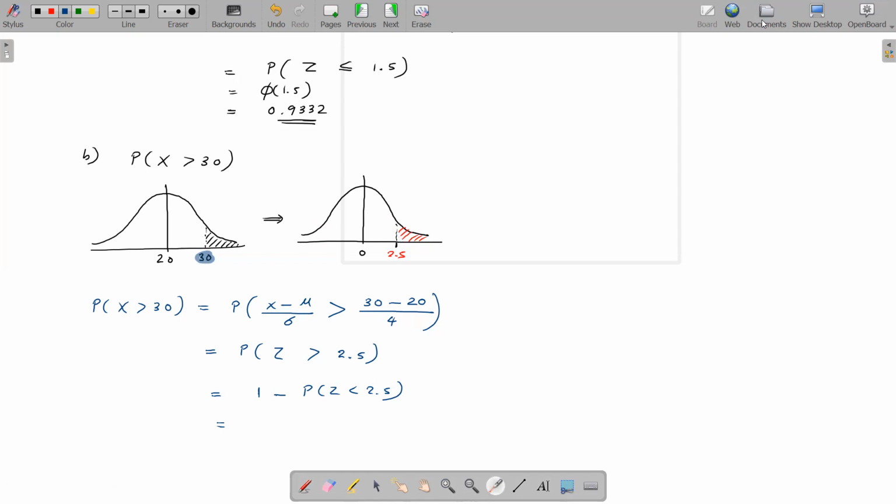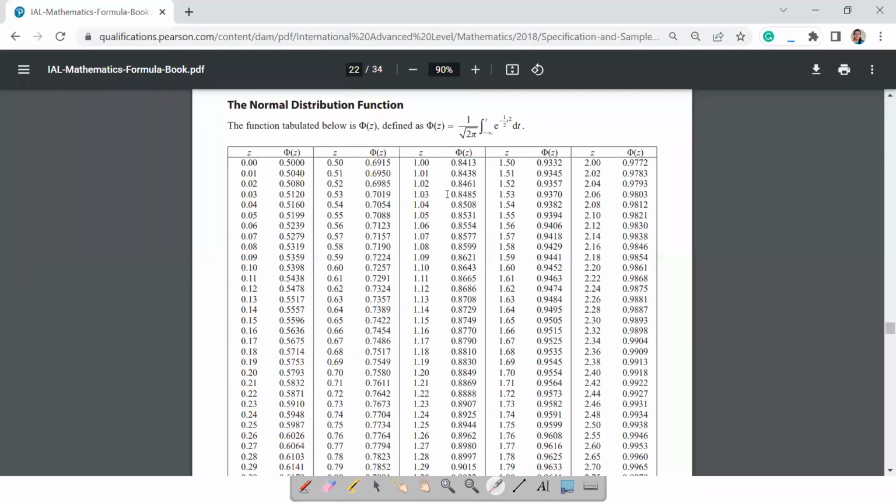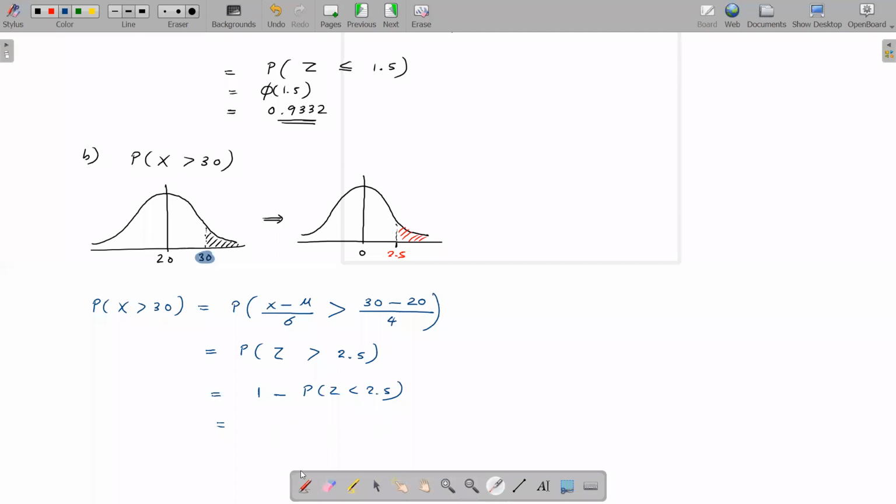So let's go get the area behind, that is, less than 2.5. Let's get it. Z value 2.5 is here, right? 2.50. The area is 0.9938. Can you see? For 2.50, the area is 0.9938. And then you subtract it. So 1 minus 0.9938 is 0.0062. Okay, right?